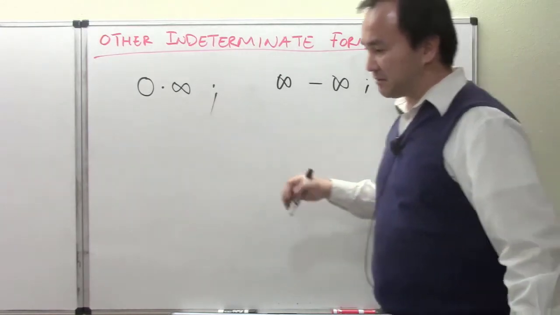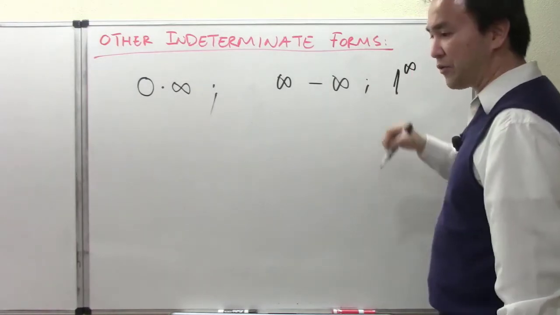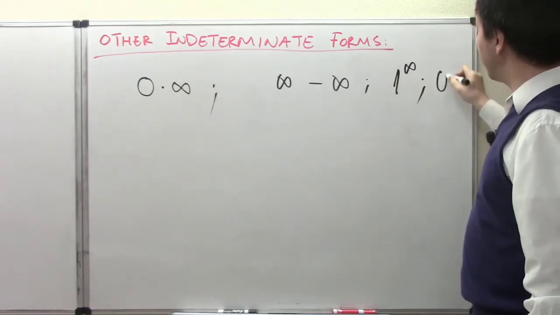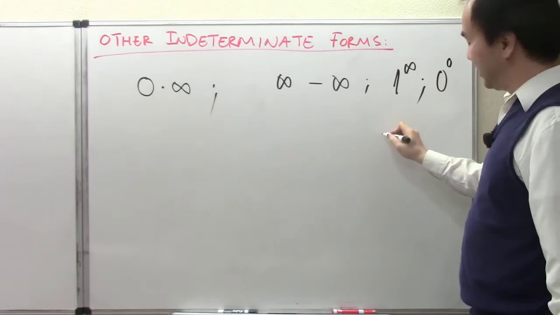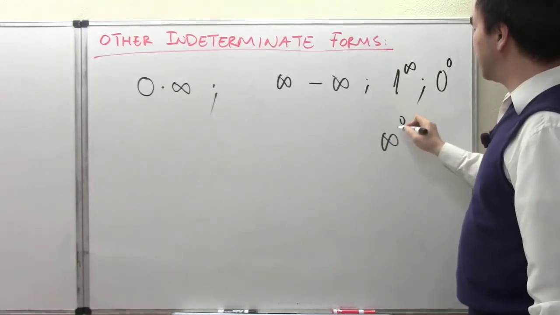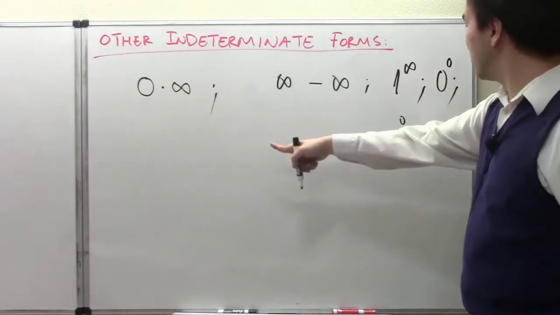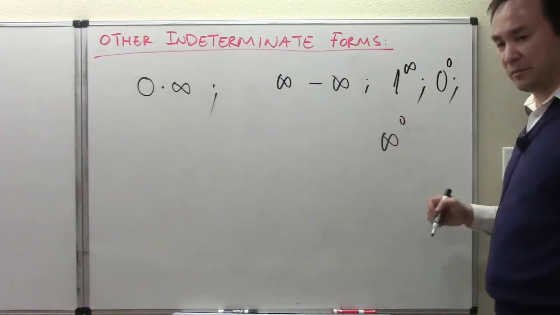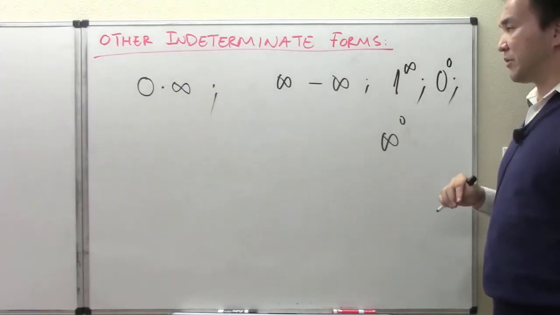Okay, and then there are a few other ones. We can also have 1 raised to the infinity power, and we can also have 0 to the 0 power. And then we can also have infinity raised to the 0 power. These are the other indeterminate forms. So we have about 1, 2, 3, 4, and 5 other indeterminate forms outside of those to which we can apply L'Hopital's rule directly.